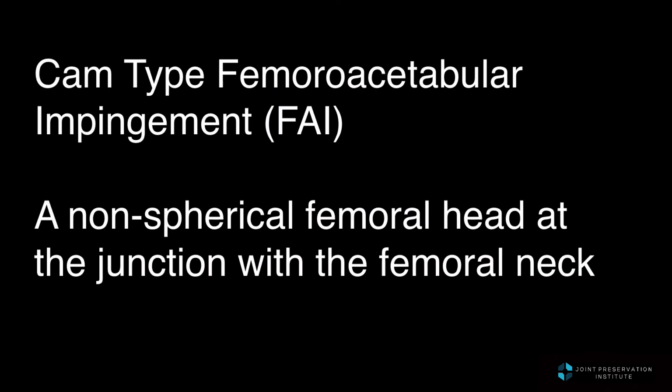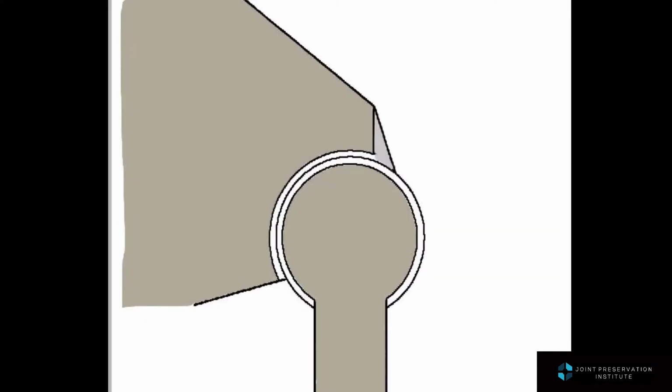Cam-type femoroacetabular impingement is associated with a non-spherical femoral head at the junction with the femoral neck. In this situation, the femoral head is enlarged adjacent to its femoral neck, leading to an area of what is called an aspherical femoral head, where the head is no longer in the shape of a sphere.